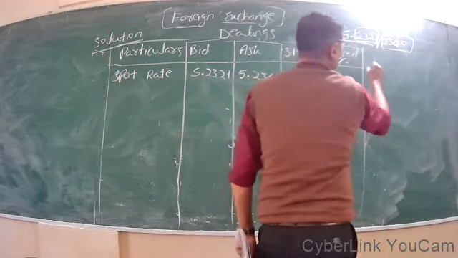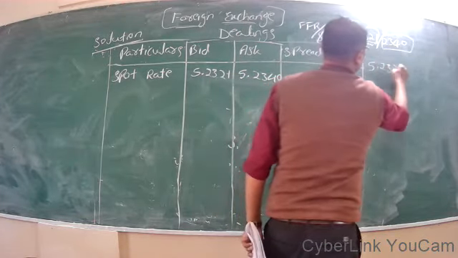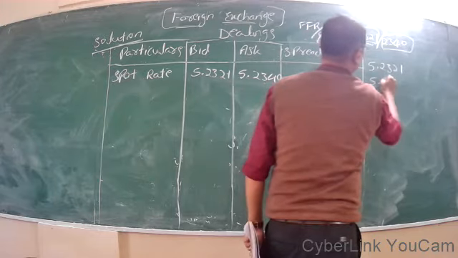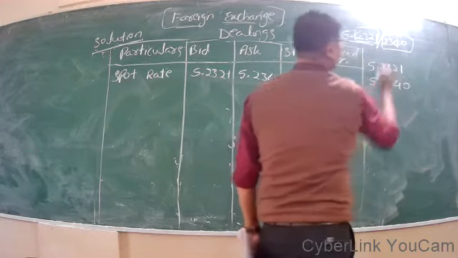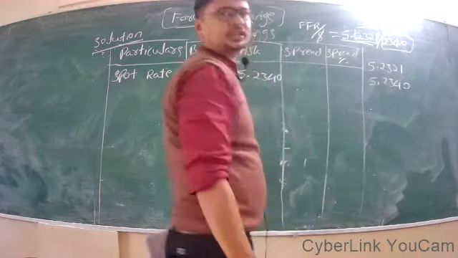5.2321 is one price, and 5.2340 is another price given in the single quotation, also called a two-way quotation. Both the bid and ask price are given, right?